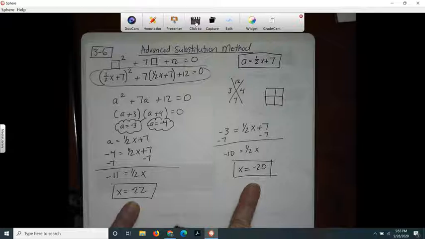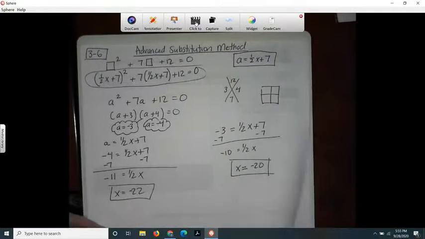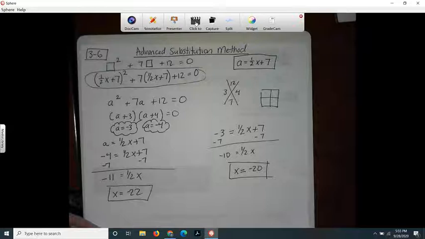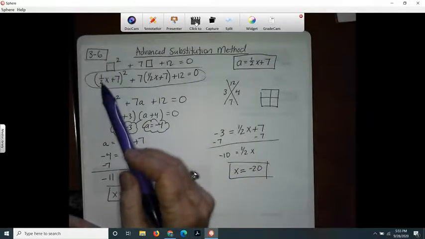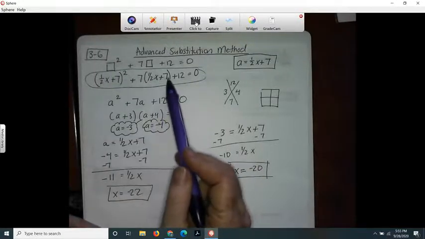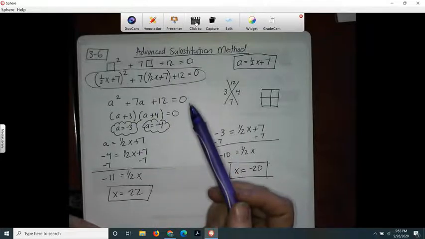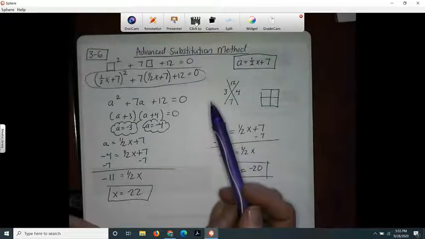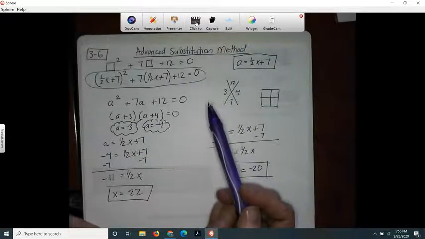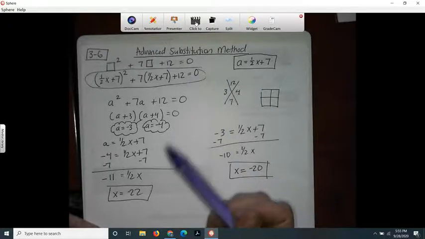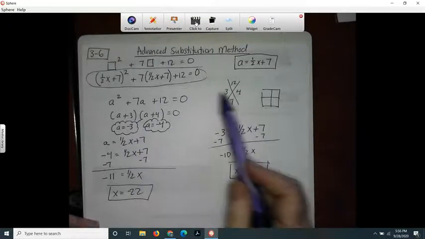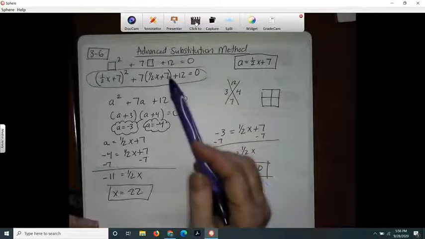I know that doesn't seem like it makes perfect sense, but it's better than the alternative. The alternative would be to square this whole thing out and then to distribute this 7, and then to combine like terms, and then eventually, you'd probably have to clear some fractions, and then you would have to factor it. So this is, believe it or not, a shortcut to solving that one.